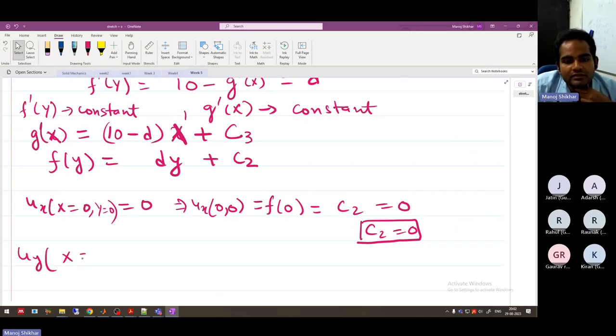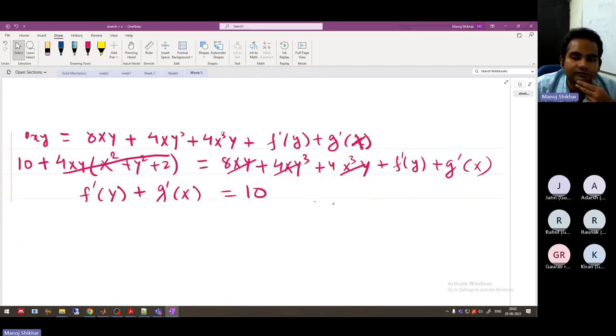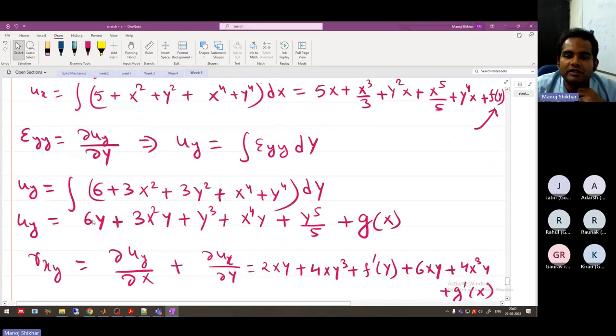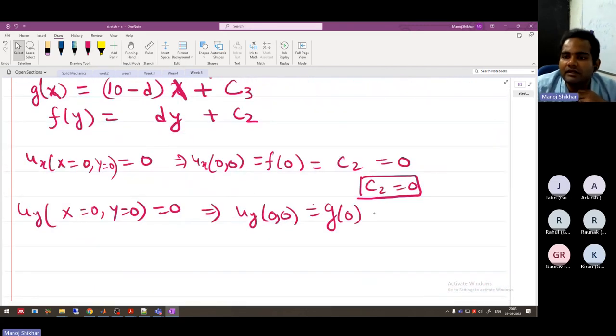uy at x equal to 0 and y equal to 0, that is the origin, is 0, which implies that uy(0,0) is 0. If you look at the expression of uy, if you put y equal to 0 and x equal to 0 here, you will get g of 0, and they have given it as 0. So in this expression, if I put x equal to 0 and y equal to 0, I will get c3. So c3 equal to 0. So from here, I get c3 is 0.